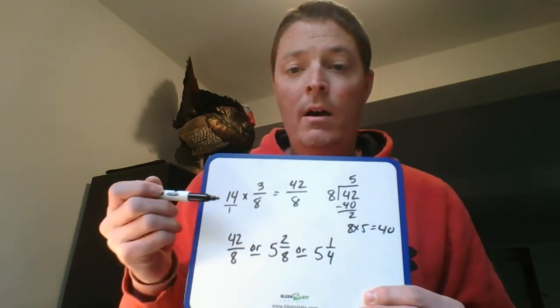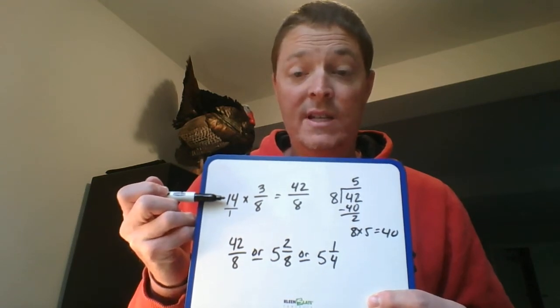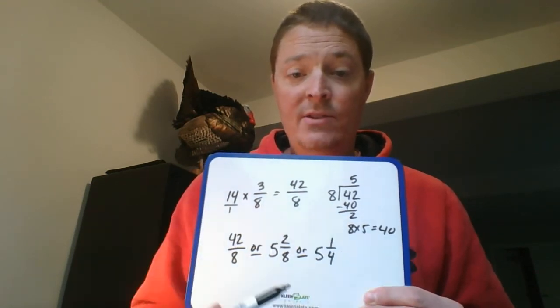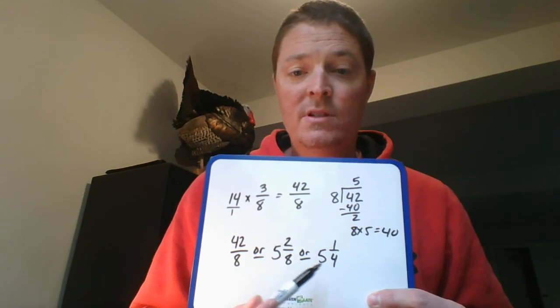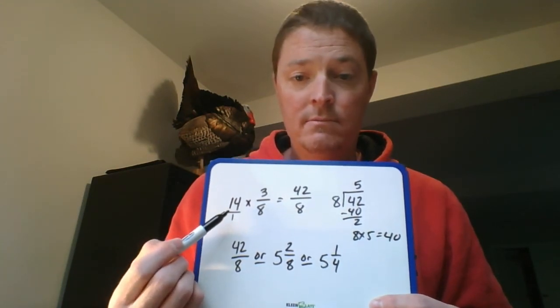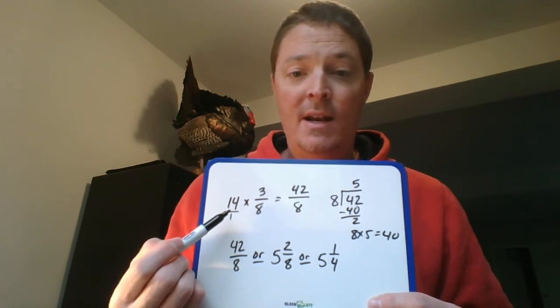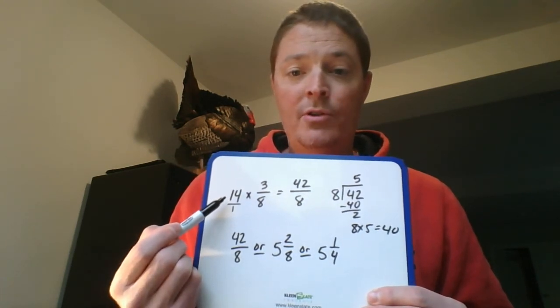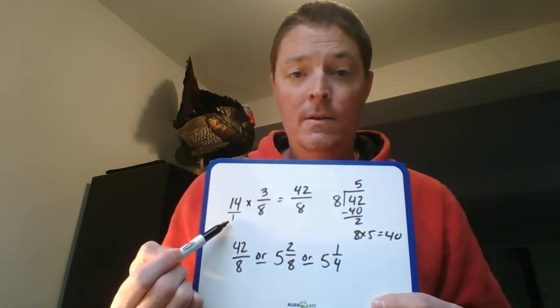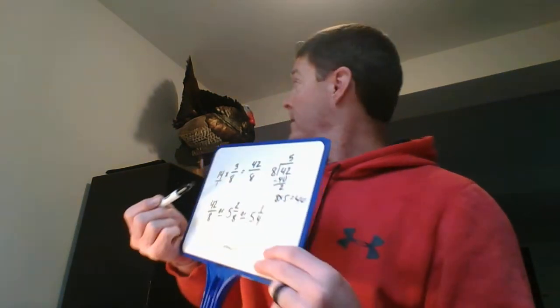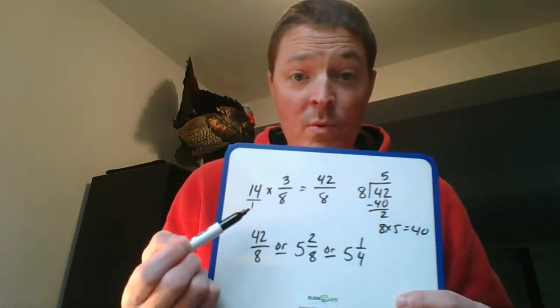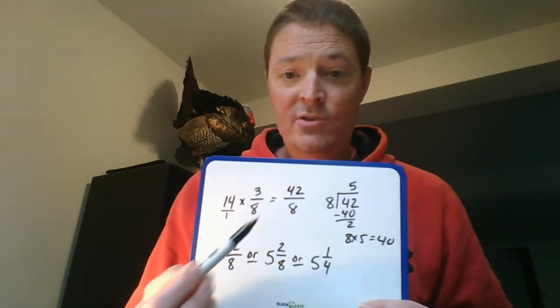So let's go back and check. Originally, we said our answer was going to be less than 14. Is that true? Is 5 and 1/4 smaller than 14? Absolutely. So we did not need a common denominator. If it helps, you can put your whole number over a 1. And like Mr. Turkey back there told us, we don't need a common denominator. You can multiply straight across.